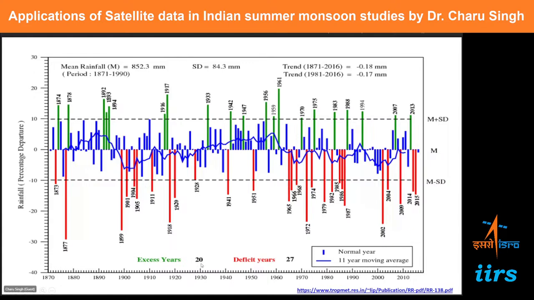So these years number 20 over this time period. So 20 excess years have been witnessed over the Indian region. Likewise, these are the negative anomalies. These are the deficit years. So altogether 20 excess years and 27 deficit years have been noted over the Indian region from 1871 to 2016. And here the lines are shown as mean +1 standard deviation and mean -1 standard deviation. As I mentioned, the anomalies crossing +10 or -10 are the extreme years on the interannual scale.